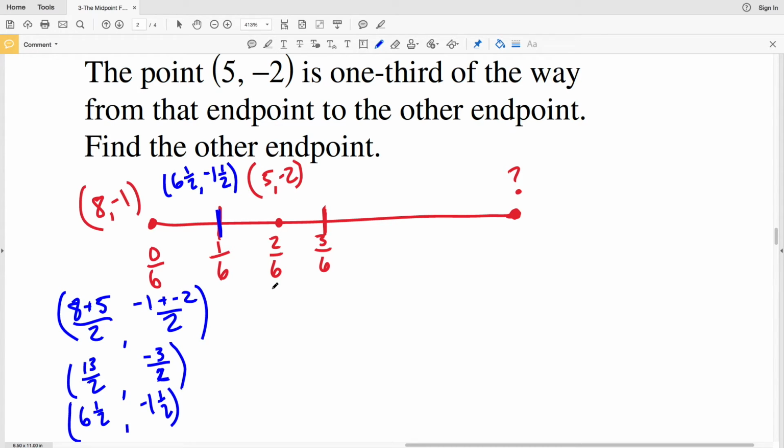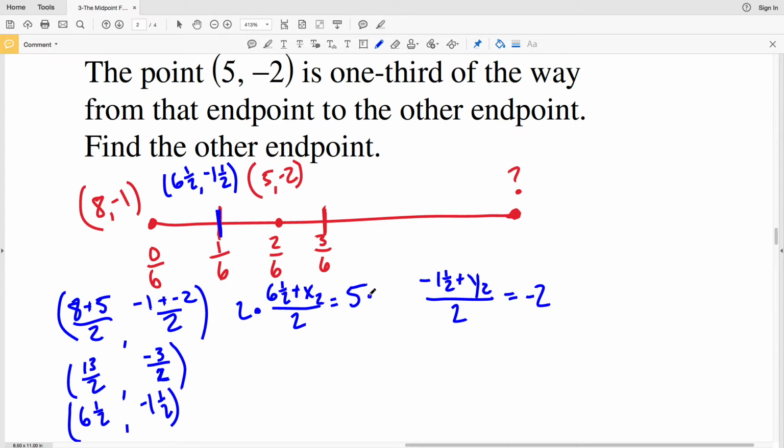So now I'm going to have 6 1/2 plus x sub 2 divided by 2 is going to equal my x coordinate of 5. And I'll also have that negative 1 1/2 plus my y coordinate, y sub 2, divided by 2 is going to equal my y midpoint, which since this is the midpoint, that's going to be negative 2. So now I'll solve for each of those.